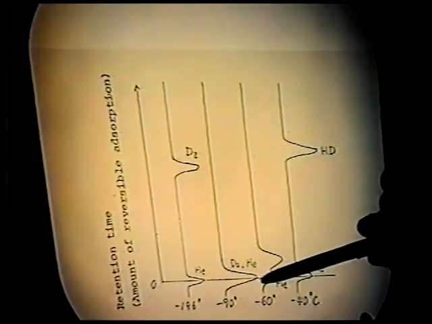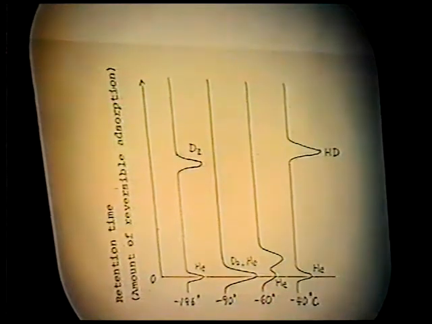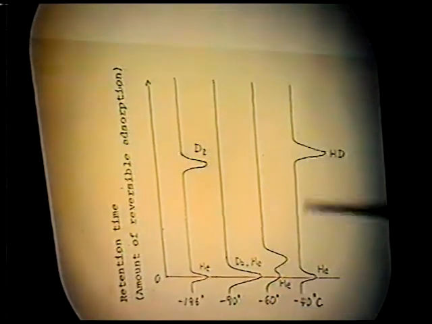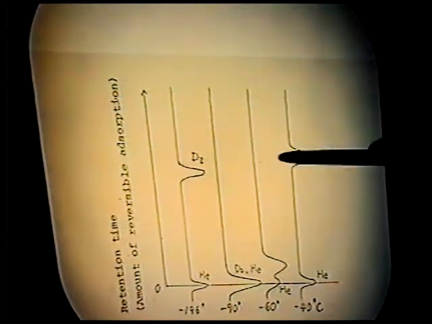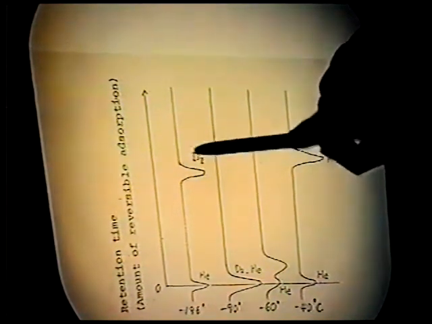But at minus 90 degrees centigrade, deuterium comes out at the same time as helium. This means that although hydrogen is chemisorbed or adsorbed, the flowing hydrogen does not absorb. At higher temperatures, the deuterium peak again gives a small amount of retention, increasing with temperature. But at this time, the eluting gas gives hydrogen HD instead of D2 at low temperature.